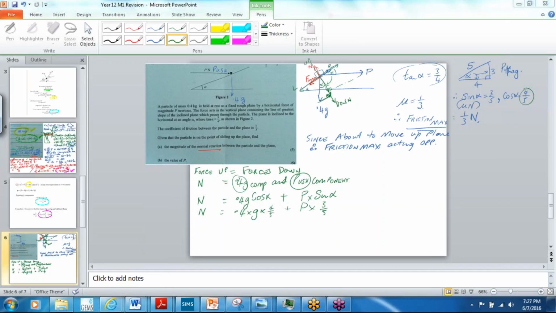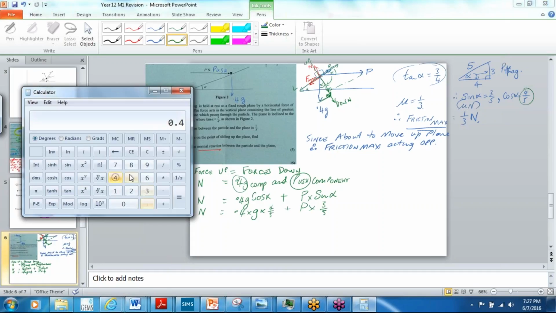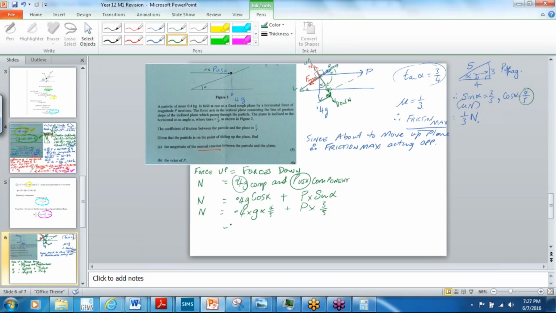Get our calculator. 0.4 times 9.8 times 0.8, 4/5. 3.136. And we'll call that 0.6P. All right, that's one equation.